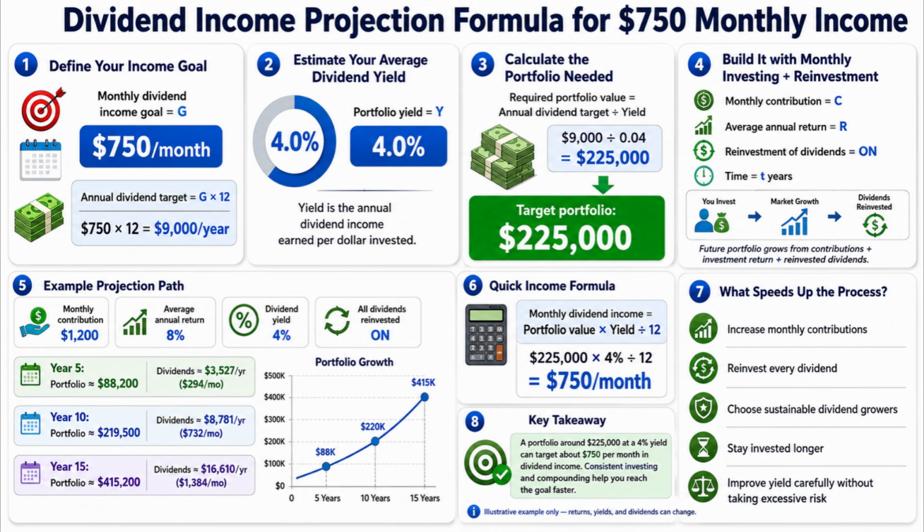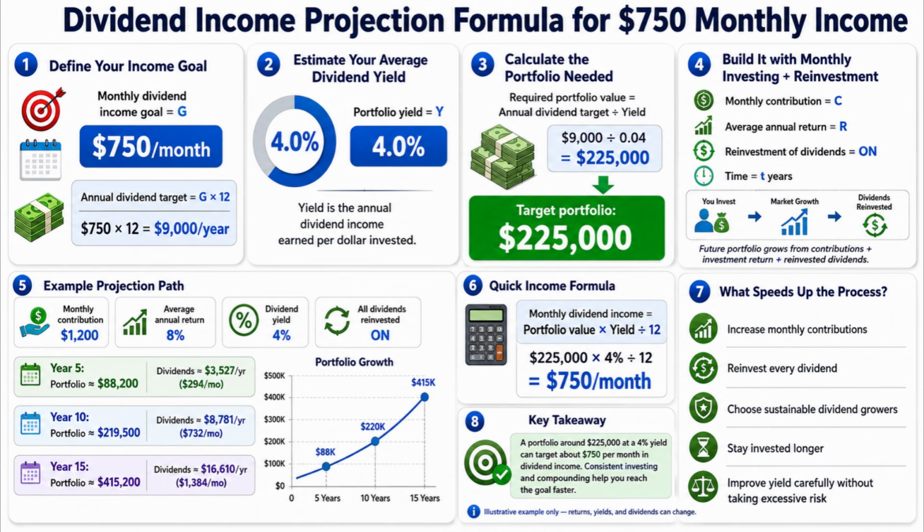The formula is required portfolio value equals annual dividend target divided by dividend yield. In this example, the annual dividend target is $9,000 and the yield is 4%, or 0.04. So, $9,000 divided by 0.04 equals $225,000. This means a portfolio of around $225,000 at a 4% dividend yield can target about $750 per month in dividend income. Now, the important part is understanding how to build that portfolio.